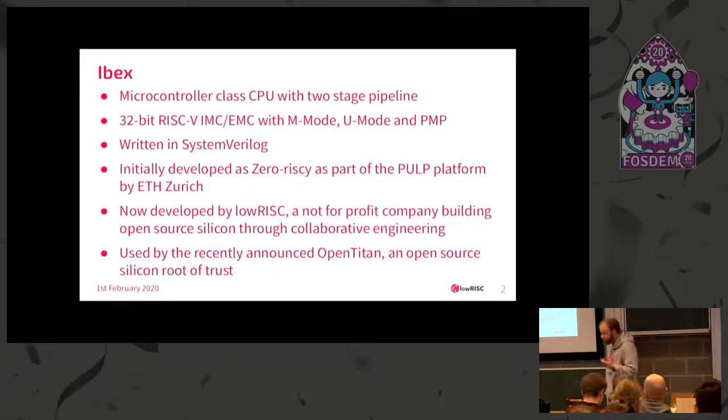And we've done a lot of work improving the RTL and really doing a lot of verification on it. It's being developed by lowRISC, which is the company I work for. We are a not-for-profit company working on open source silicon. So we use collaborative engineering. We work with various organizations to build open source hardware designs. A notable use of Ibex is in our recently announced OpenTitan project that you may have heard of, which is an open source silicon root of trust. And we hope there are going to be many, many more things it's going to be used in.